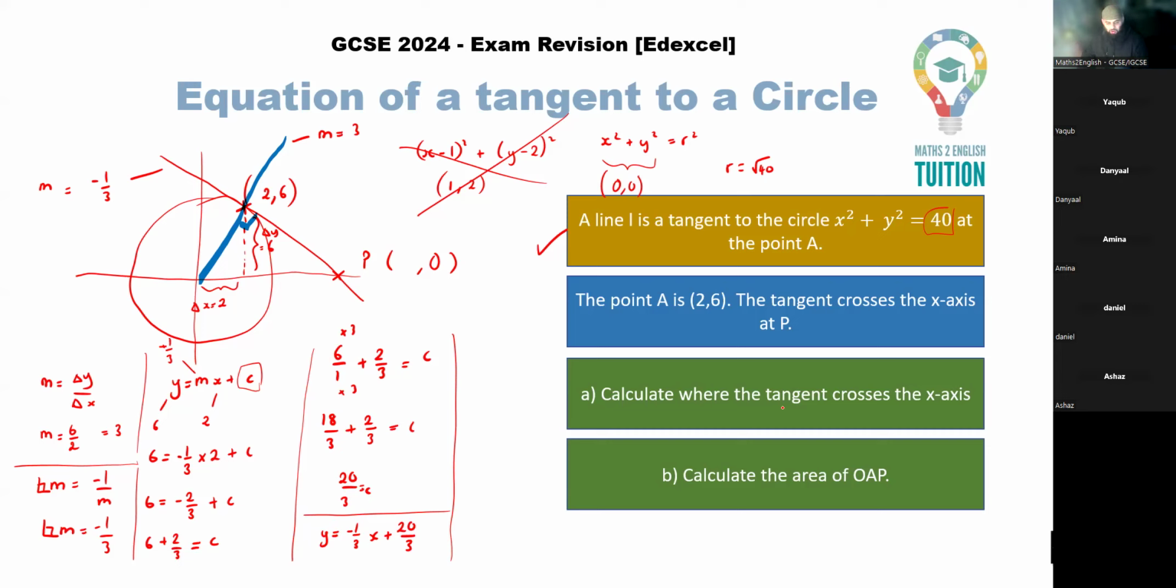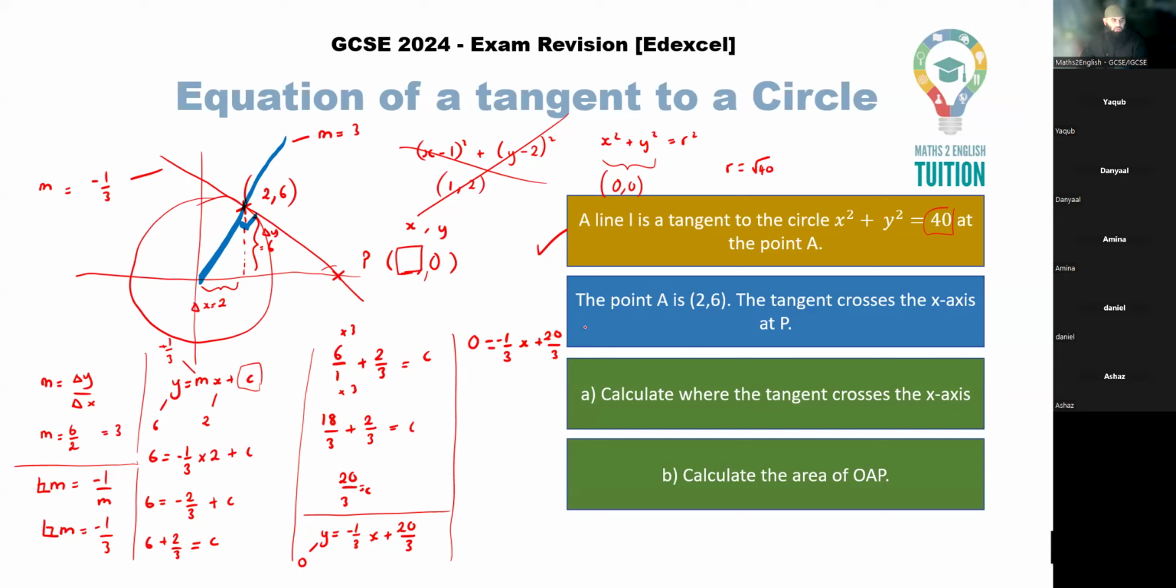The question says calculate where the tangent crosses the x-axis. So we need to find out what the x coordinate is, what's this number that goes here. That's what we're trying to find out. I can substitute my y value into this equation to find out what x is going to be. So I put 0 where y is, so it's going to be 0 equals minus 1 over 3 x plus 20 over 3.